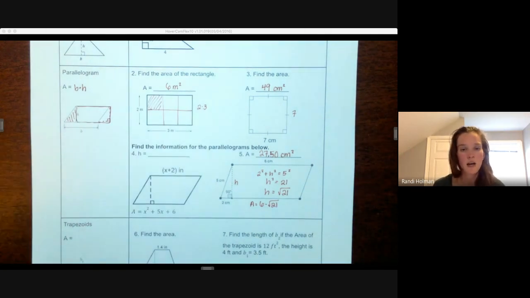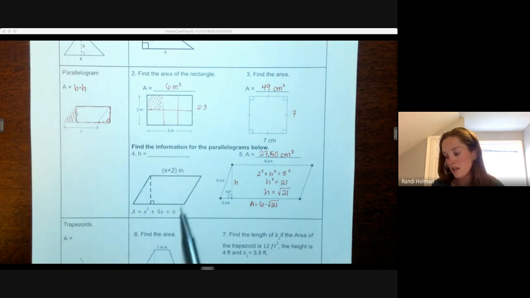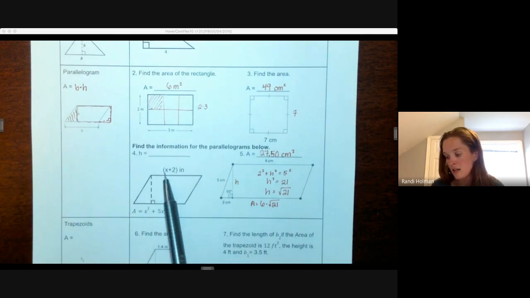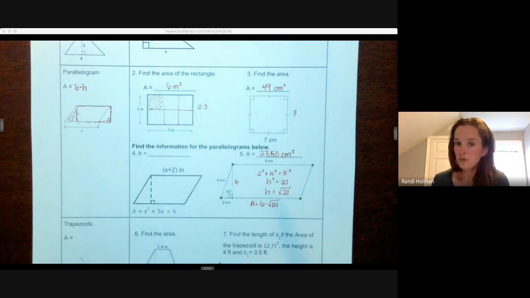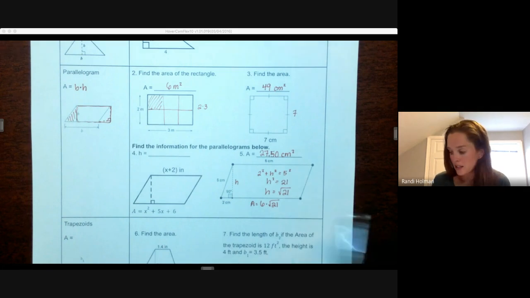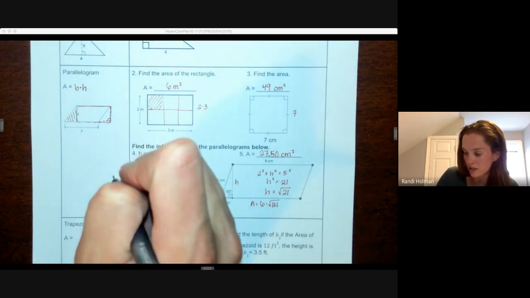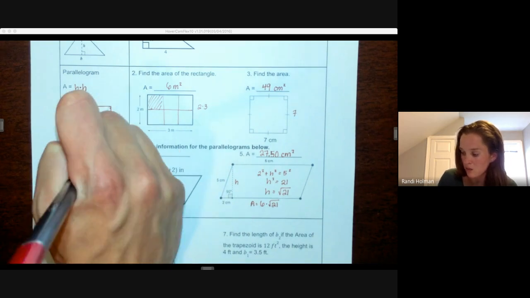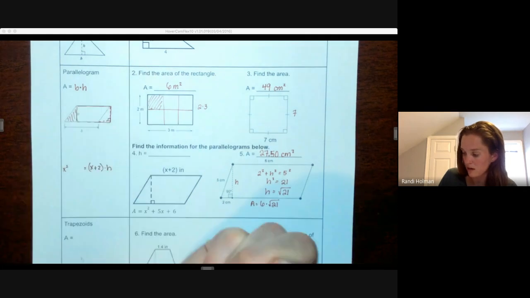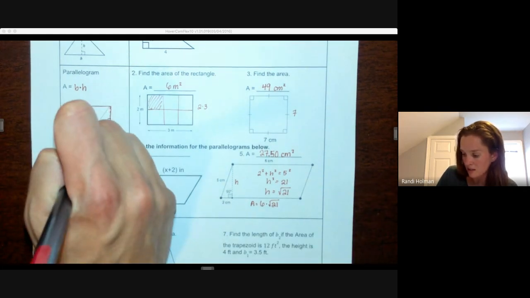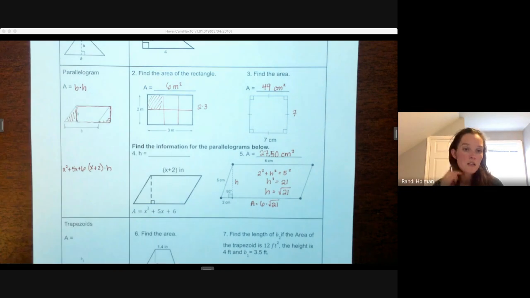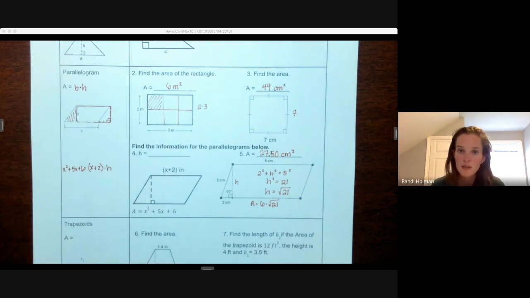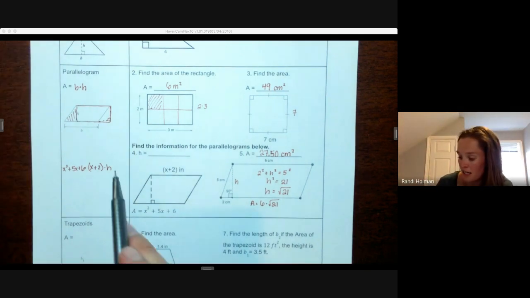We can utilize this algebraically as well. So if I know that this distance here is x plus 2 inches and my total area is x squared plus 5x plus 6, we can use our base times height to say that my base, which is x plus 2, times my height, is equal to the area, which is x squared plus 5x plus 6. Right? So now we need to reach back into some algebra tools that we should already have to be able to find what this height is here.